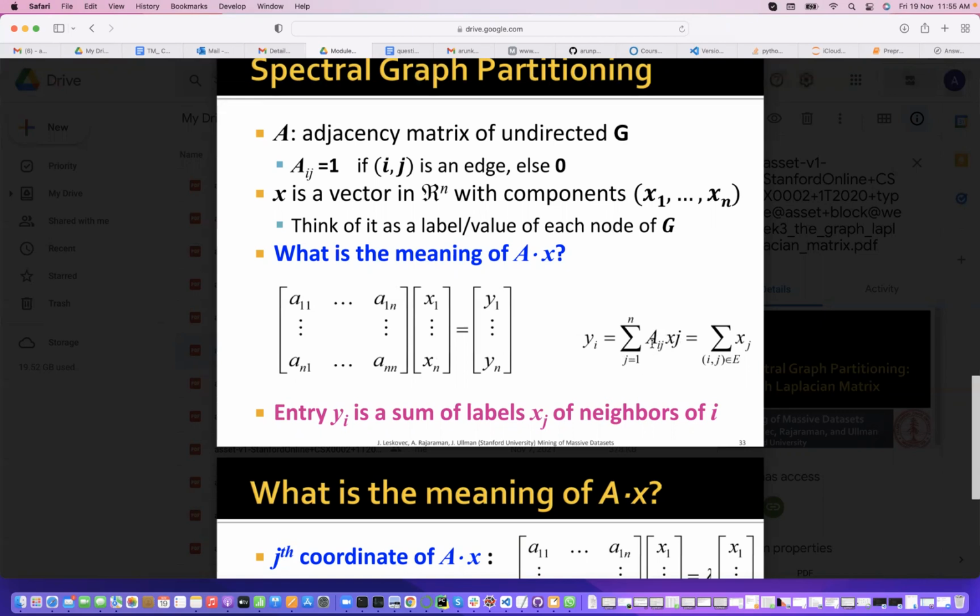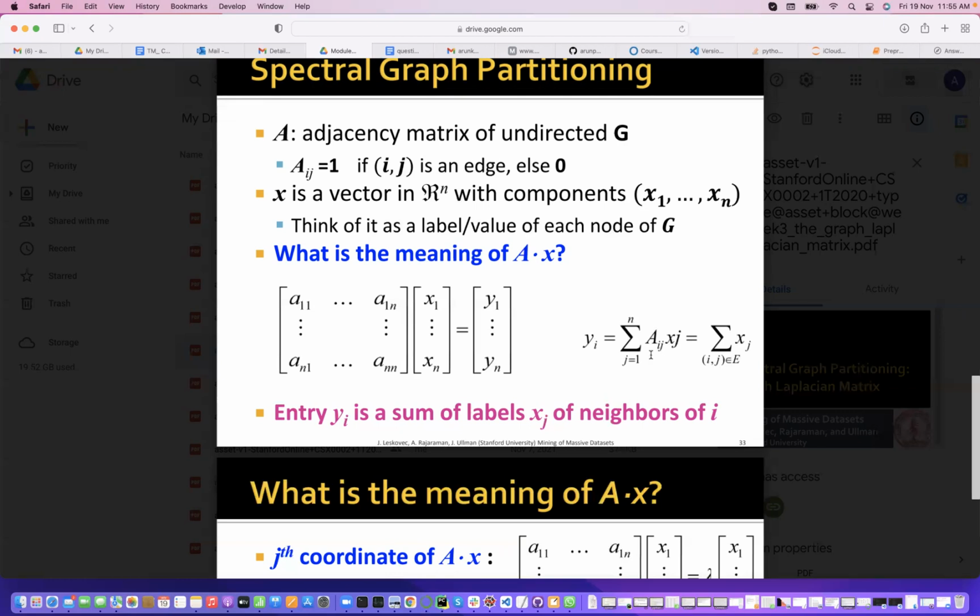Aij is 0 or 1, right? When will aij be 0? If there is no connection between i and j. So you are computing the ith value in the resulting column vector. That ith value is nothing but the summing of all its neighbors' values. Neighbors means if it has an edge, then we are calling it a neighbor, right? It is simply summing of all the neighbor values.